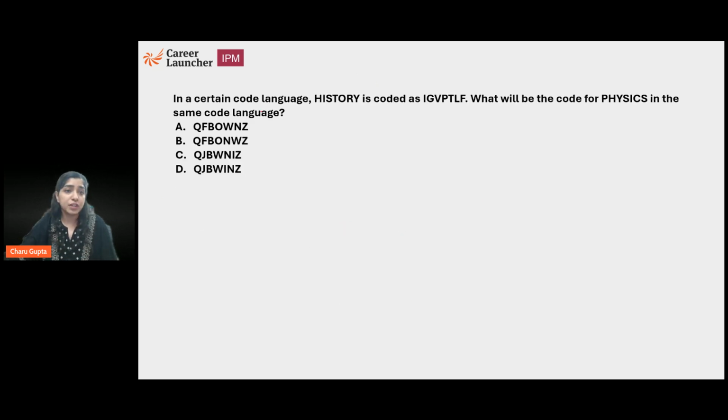This is coding decoding. In a certain code language, HISTORY is coded as IGVPTLF. What will be the code for PHYSICS in the same code language? Okay, so very quickly, let's write this. I've written A to Z for better understanding. You can also do that. Sometimes it makes it much easier to solve coding decoding questions. Also, you can verify the answer very quickly.